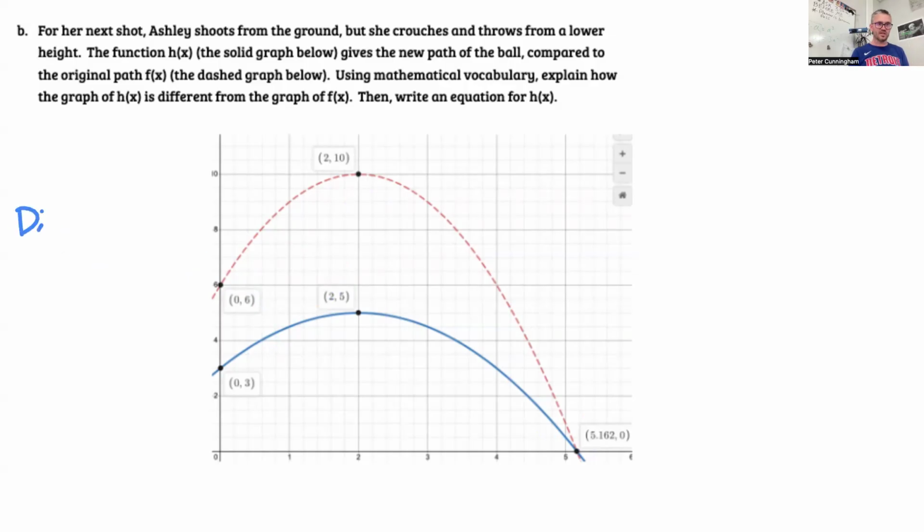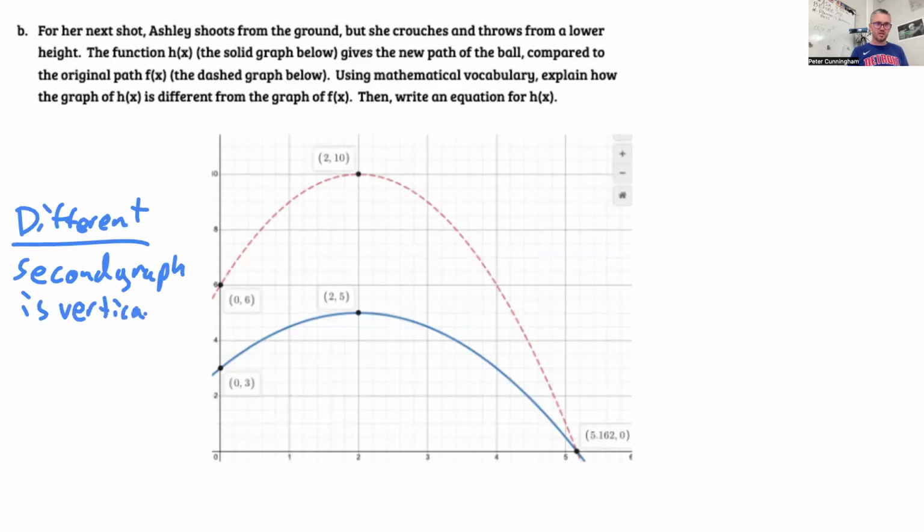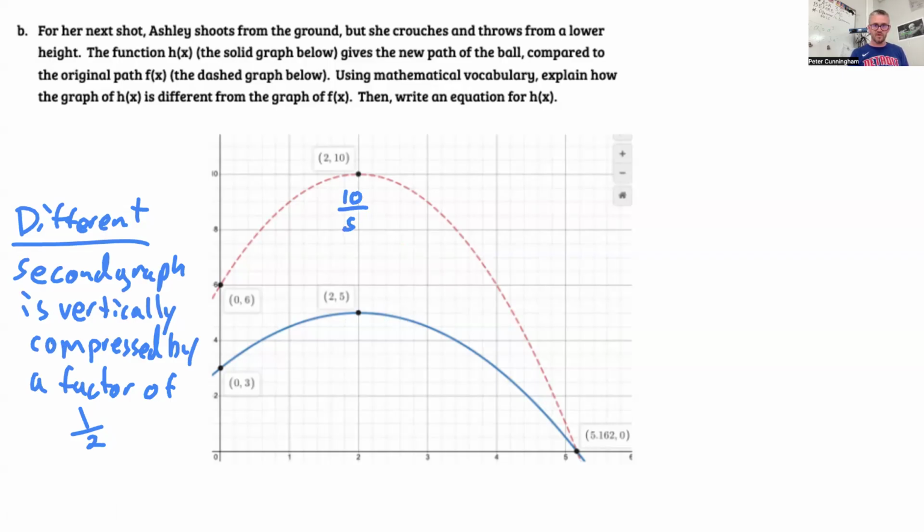So what's happening here, what's different is the second graph is vertically compressed by a factor of 1/2, right? So if you weren't sure at first, you can do 10 divided by 5.